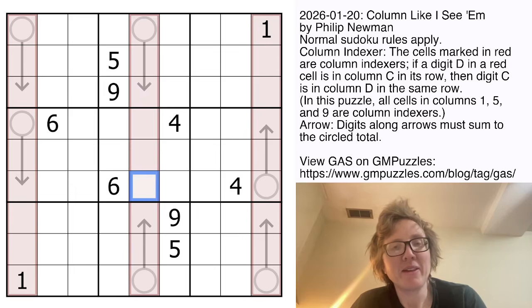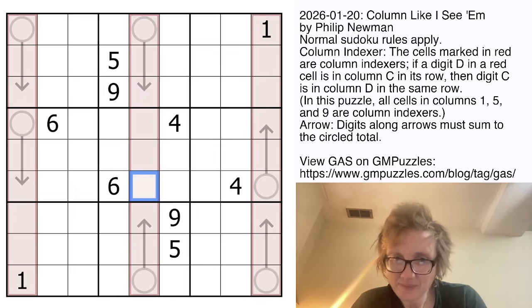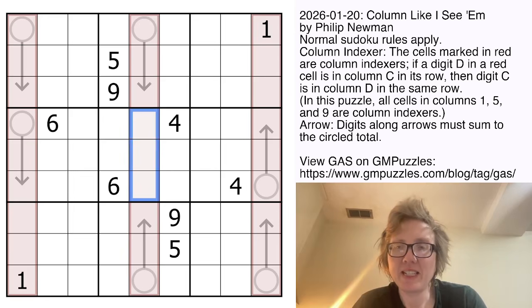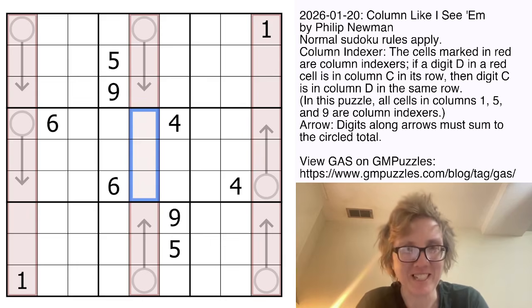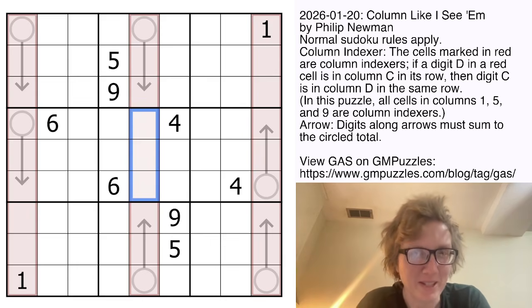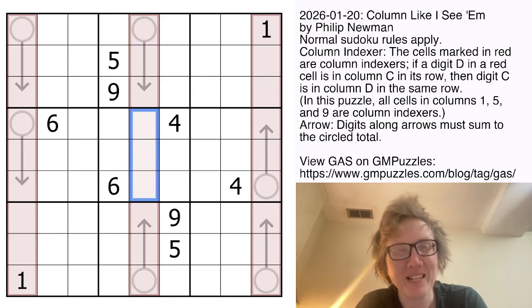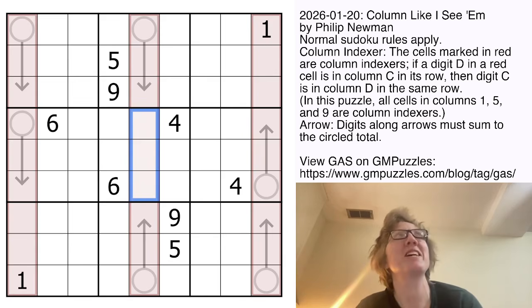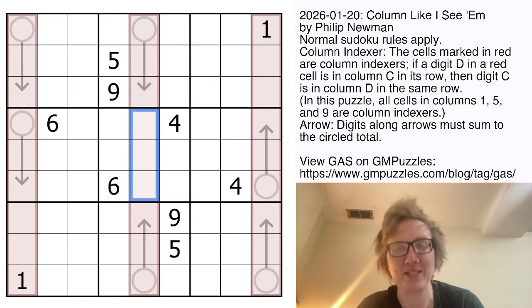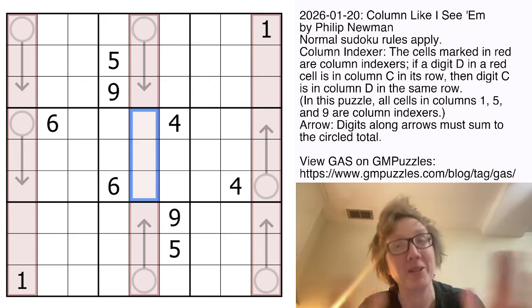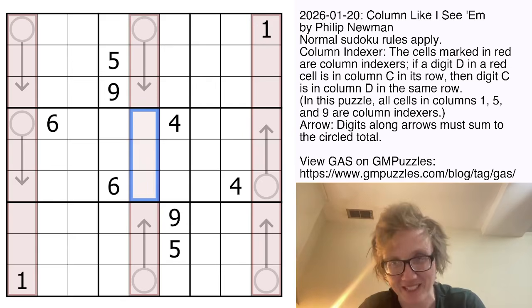So let's have a look at this. We also have standard Sudoku rules, of course. So we're placing the digits 1 through 9 once each in each row, each column, and outlined 3x3 region. And I got so excited I almost didn't mention the arrows. Digits along each arrow have to sum to the value that's in the circle attached to that arrow. Okay, that should be all of the rules at this point. Now, let's have a look.